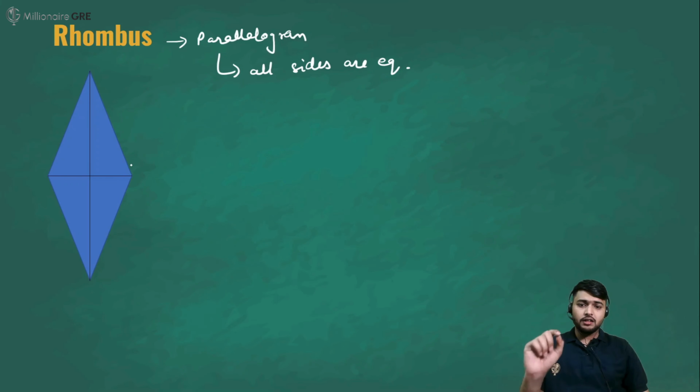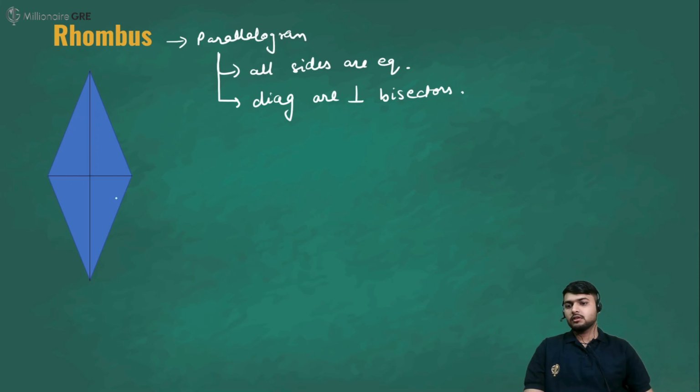There is another important property of a rhombus that you should know. That is, the diagonals are perpendicular bisectors. Now we know that in any parallelogram diagonals bisect each other, but in a rhombus they bisect each other perpendicularly. Diagonals are perpendicular to each other.